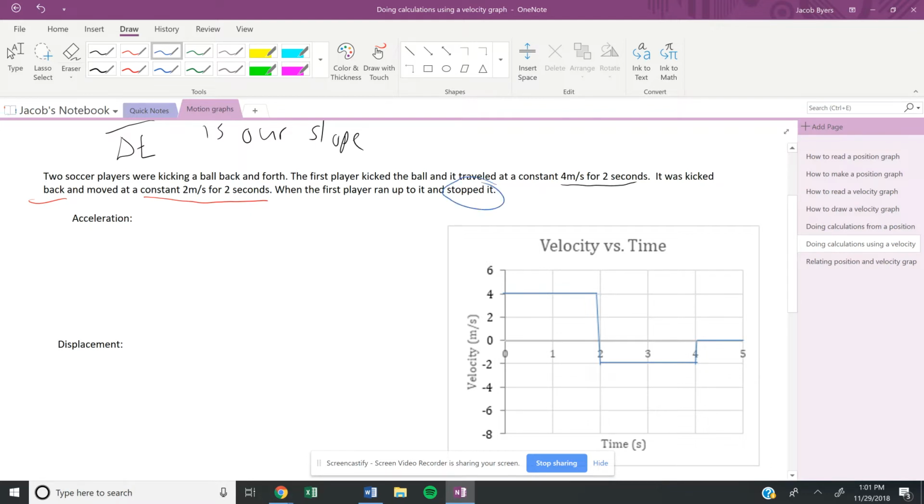So it's already graphed for us, to save some time on this video. 4 meters per second for 2 seconds. It's a horizontal line because it's constant. It then is kicked back.